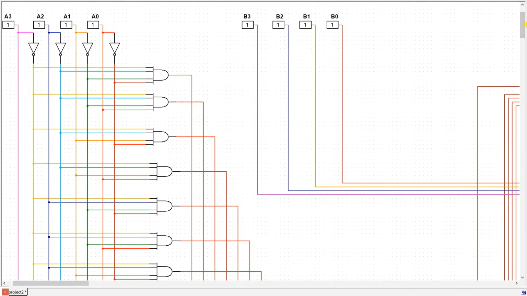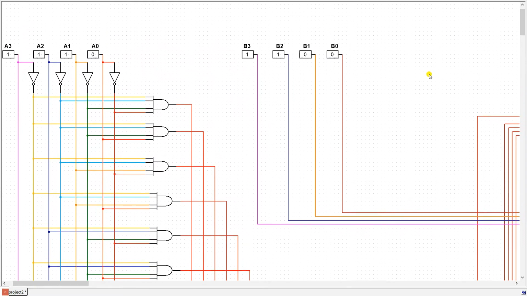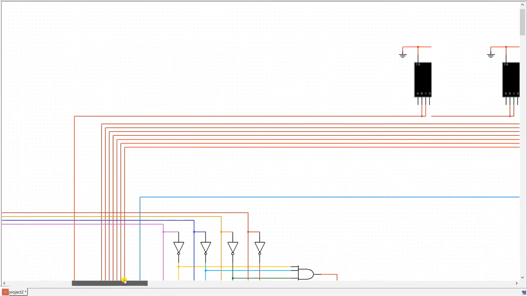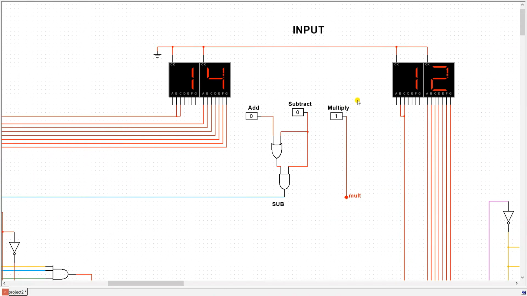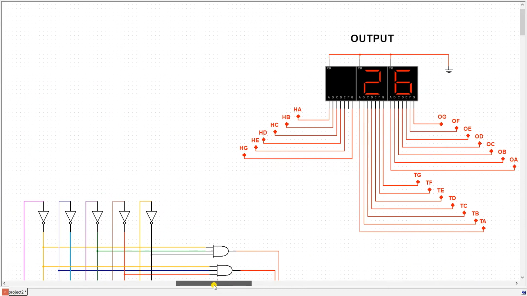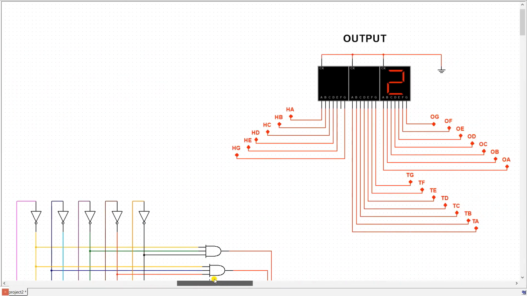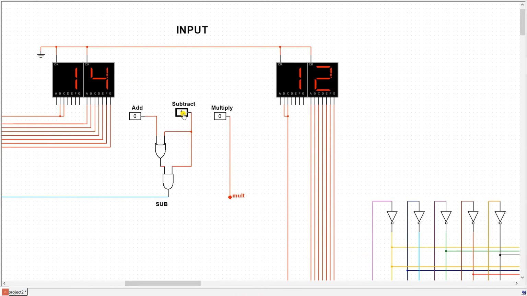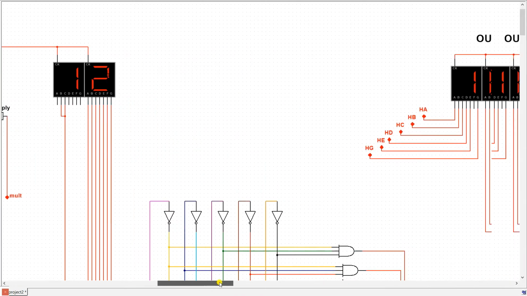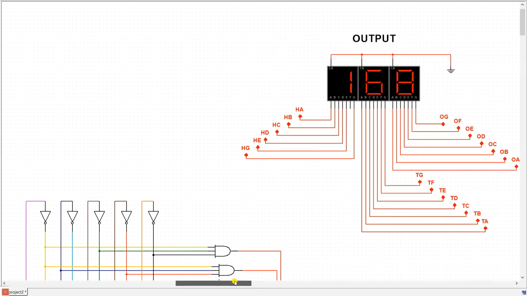For another number, I put 1110 and 1100. It will decode to 14 and 12. If we add the numbers, we should get 26. If we subtract the numbers, we have the answer of 2. And if we multiply it, we get 168.